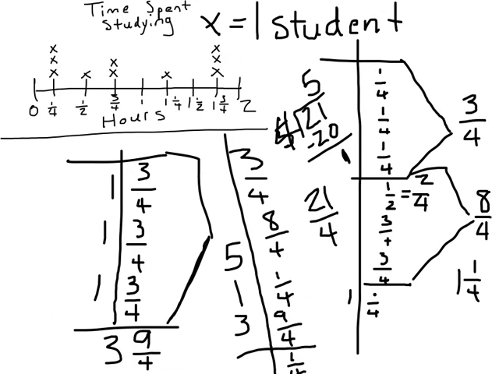Now I can add my whole numbers. What's 5 plus 1 plus 3? 5 plus 1 is 6, plus 3 more is 9. So I would get 9 1/4. Students spent 9 1/4 hours studying last week.